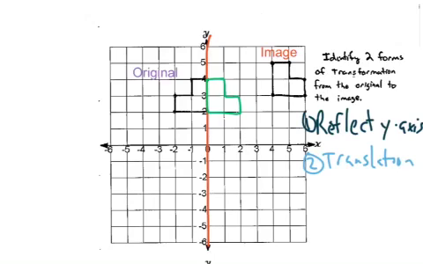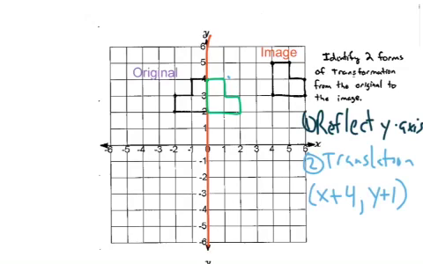And more specifically, what translation did I make? Well, I know it's going right. That means I'm going to add something to my x. So it's going to be x plus, let's see, how many spaces does it move? Well, 1, 2, 3, 4. So it's going to be x plus 4. Then how many units does it go up? Here's the top. Here's the top. So I went up 1 space. So I moved my shape up 1 space. That means y plus 1.